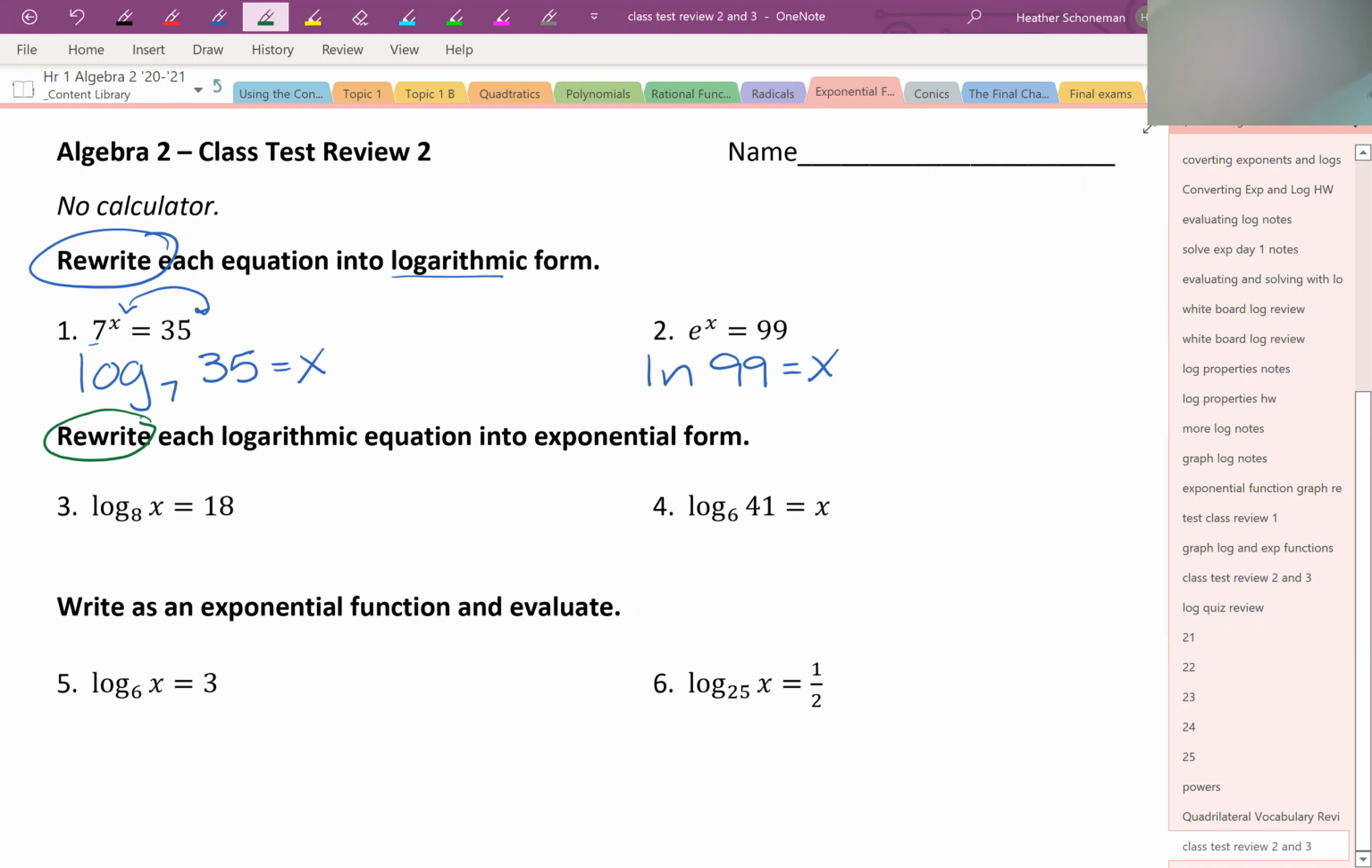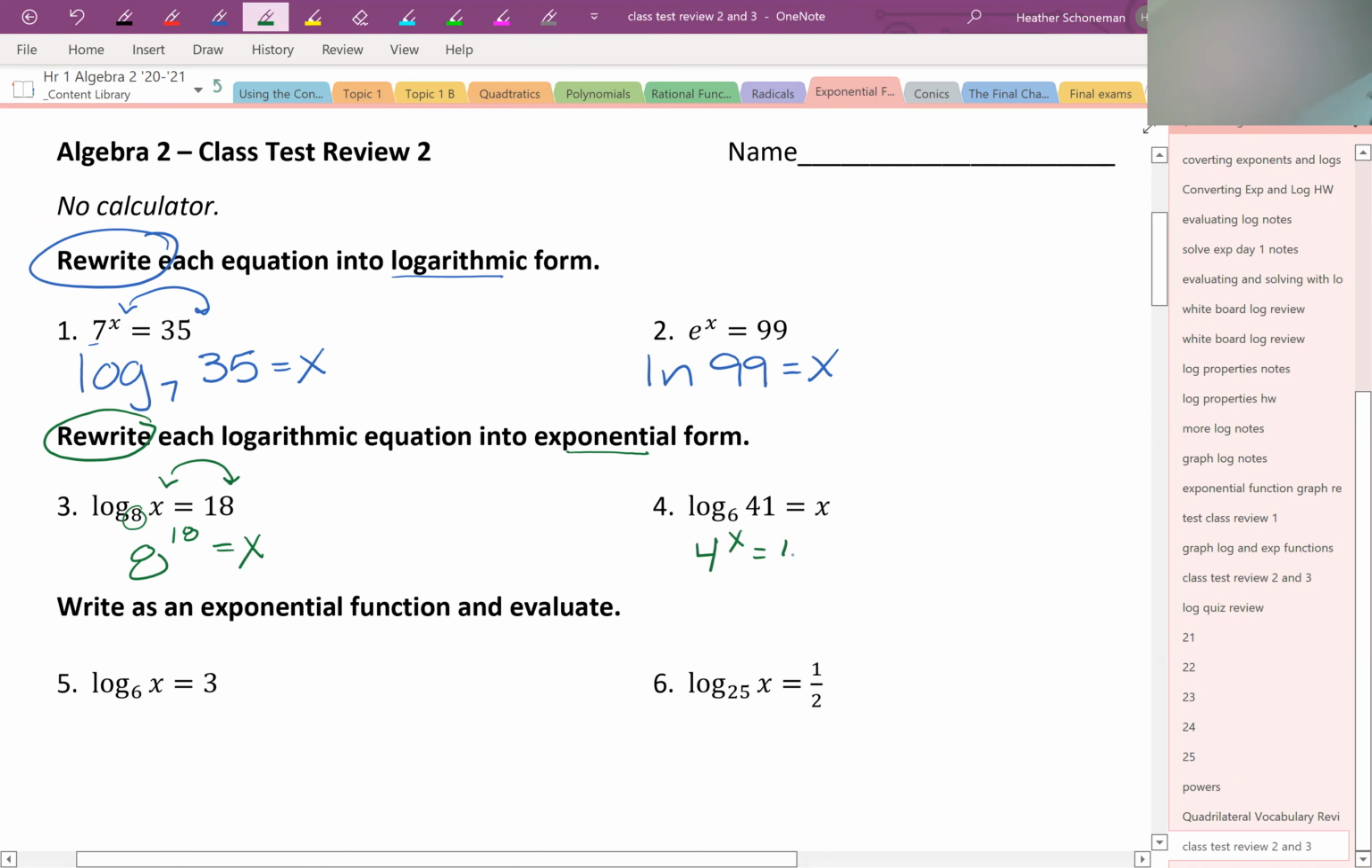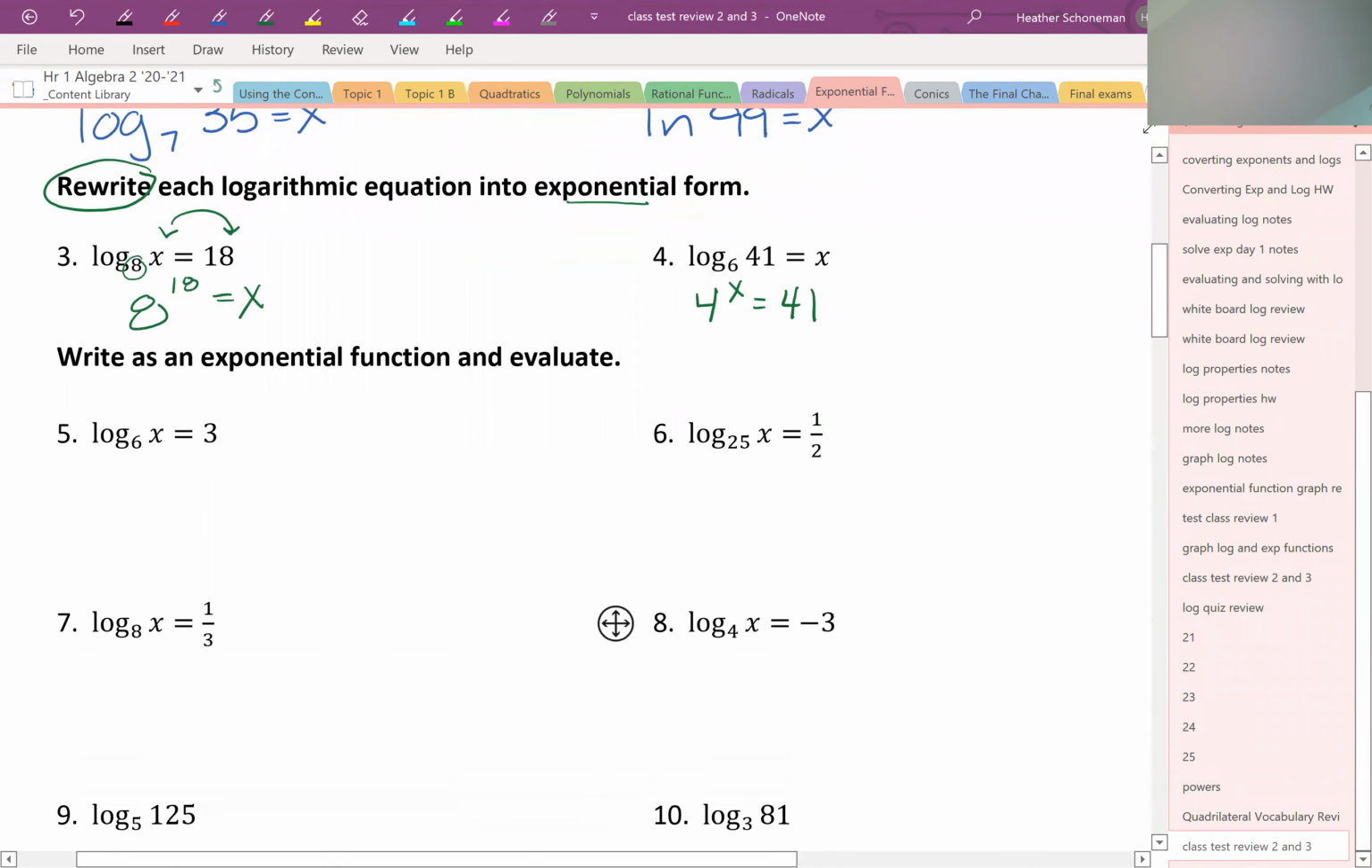This one wants us to write as an exponent. Okay, so we can do this. So if we read that, log base 8, that's my base, and then these switch sides. So 8 to the 18th equals x. Over here, I had a 4 to the x equals 41. So I don't care what the answer is. We're just rewriting them.